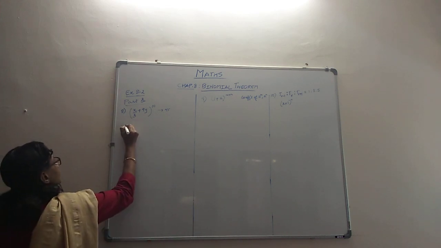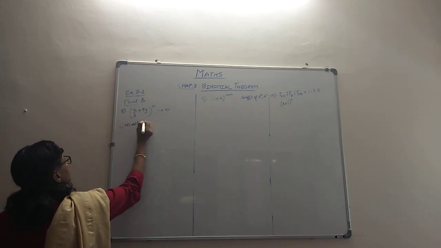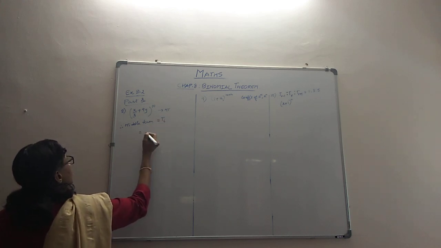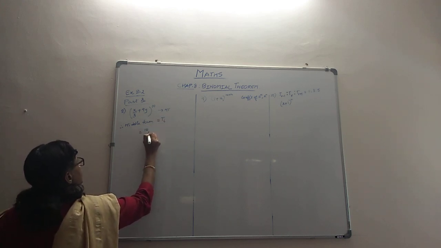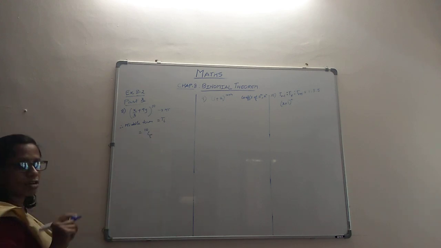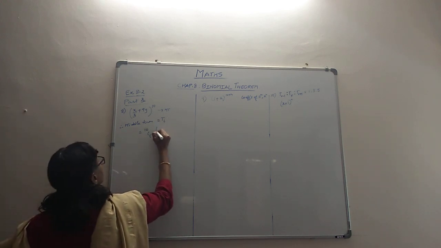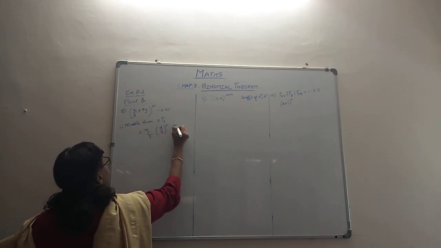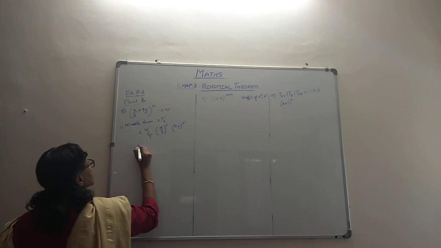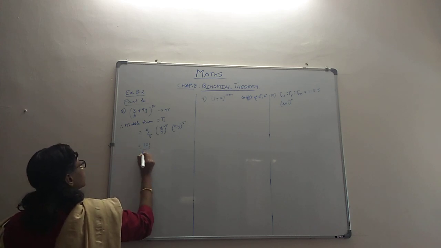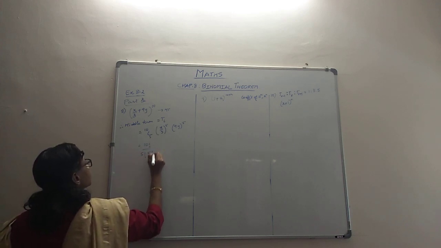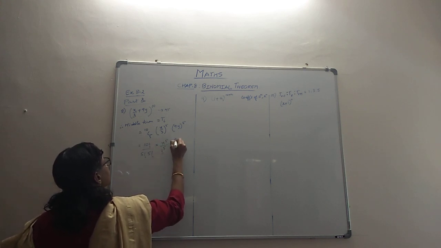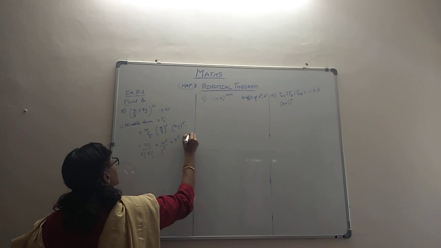Therefore the middle term is the sixth term, and that by formula is 10c5. That's how we learn it. And then we have x by 3 raised to 5, that is 10 minus 5, and 9y raised to 5. So let's have it. 10 factorial over 5 factorial, 5 factorial, x raised to 5, 3 raised to 5, 9 raised to 5, y raised to 5.